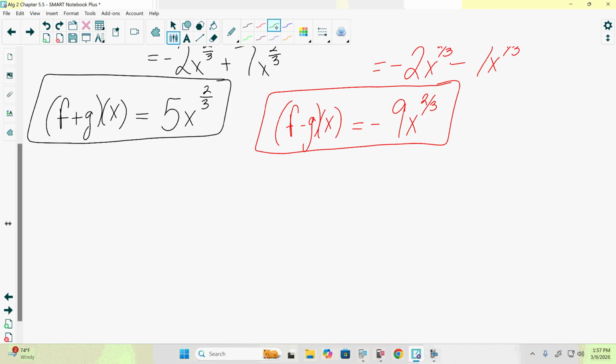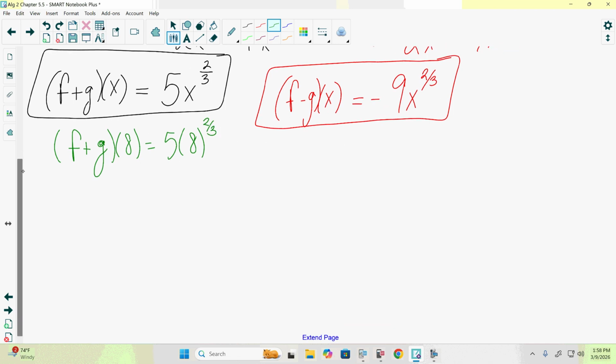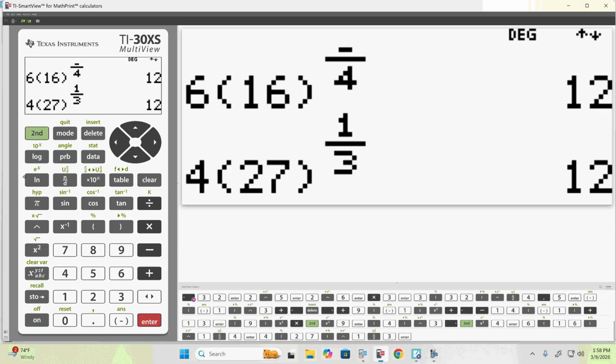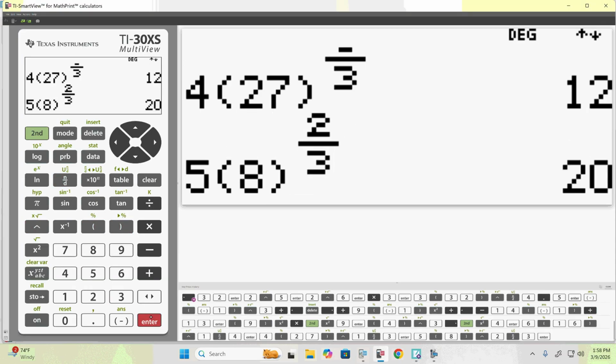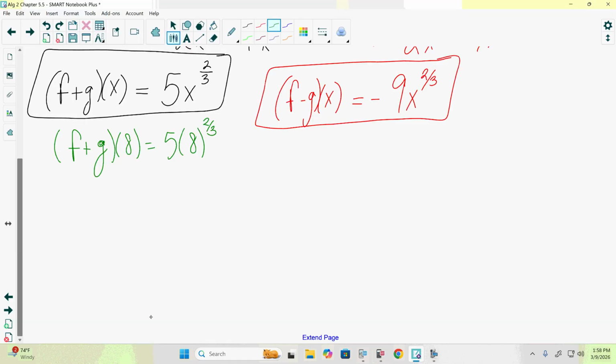Now we just need to evaluate them both when x is 8. So for our sum, we have 5 times 8 to the 2/3. And again, at this point, I'd grab the calculator, let it do it for us. 5 times 8 to the 2/3 is going to be 20.